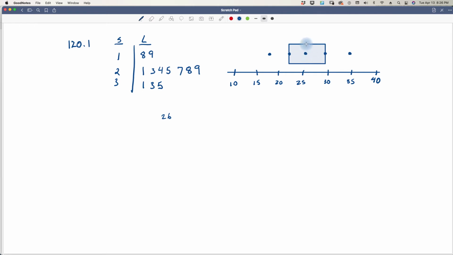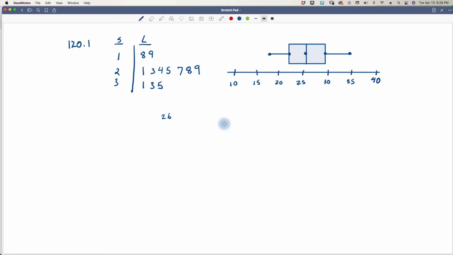I'm going to draw a line through my median right here. And I'm going to draw a line from here to here and from here to here. And that is a box and whisker plot. That is all that is.